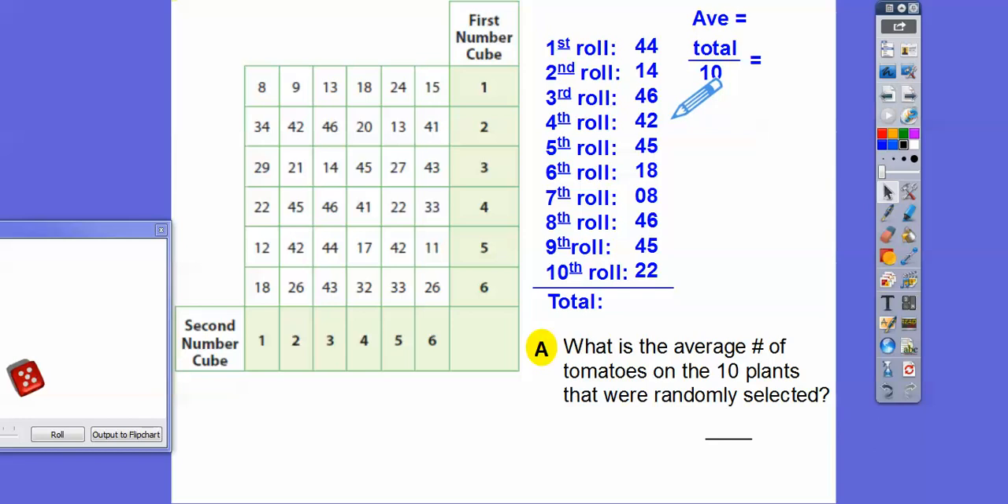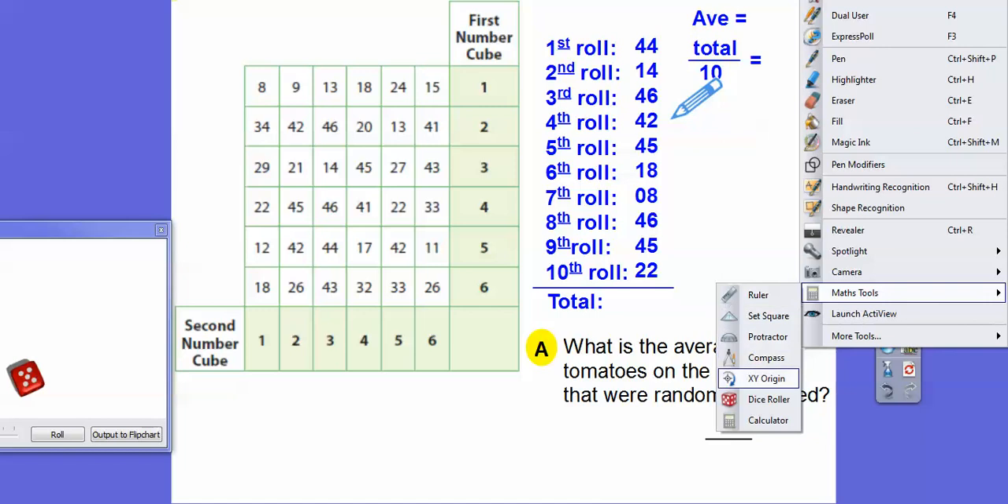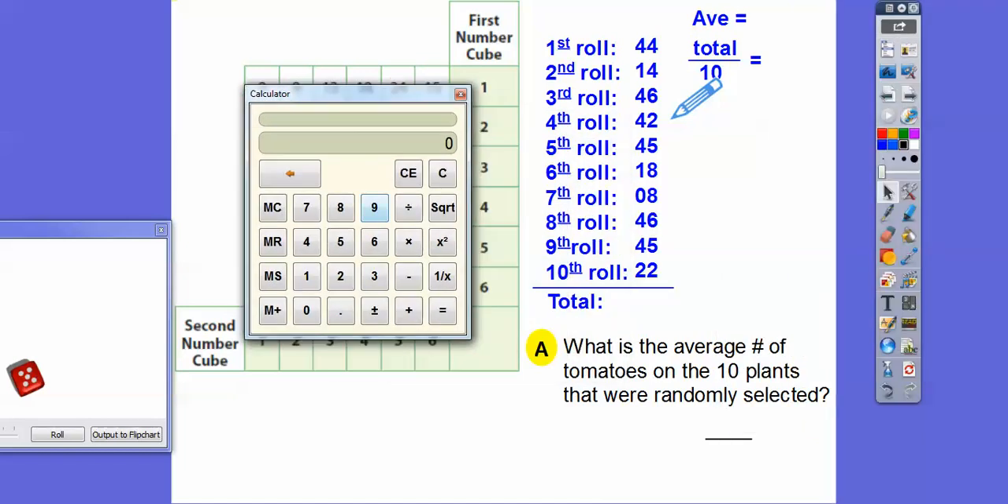Golly, it's starting to get kind of hard. I'm going to get my calculator out, you guys. Let's just do that. It makes it easier. Sorry, I can't add them up very quick in my head, especially when I'm on the spot.